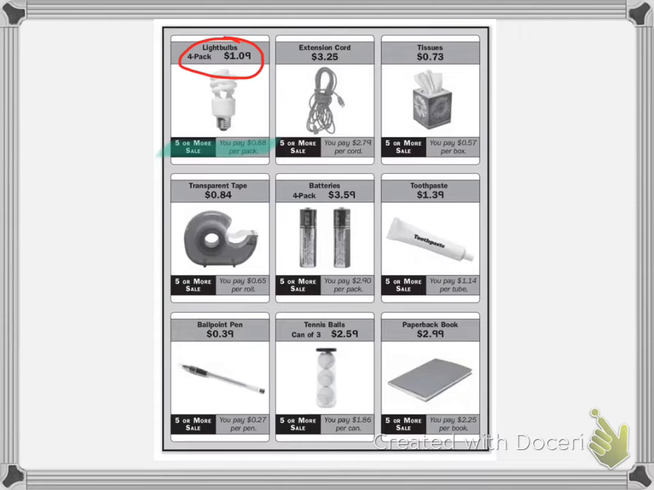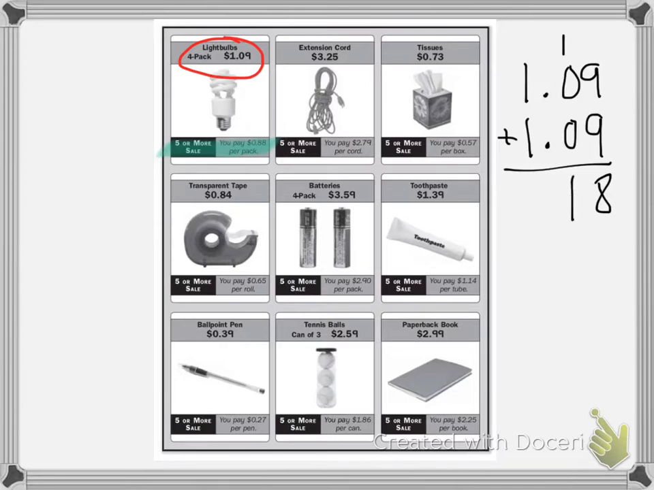Let's say I wanted to see how much it would cost to get 2 packs of light bulbs. Okay, well, if 1 pack is $1.09, 2 packs, I would do that twice. So 2 packs, let's add these. 9 plus 9 is 18. I carry my 1. 1 plus nothing is 1. I bring my decimal straight down. And then I have 1 plus 1, which is 2. So if you wanted 2 packs of light bulbs, it'd be $2.18.